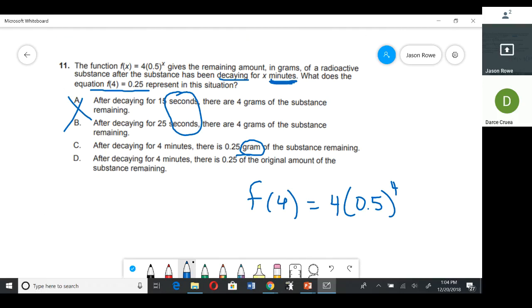Hang on, I'm reading the question again. Is the remaining amount of substance after it's been decayed? D is going to be wrong because it doesn't give you the quantity. It's telling us the percent. It's telling you a percent of the original substance. Well, that's not what's remaining. This is the amount that's actually remaining. So C is going to be the only one.